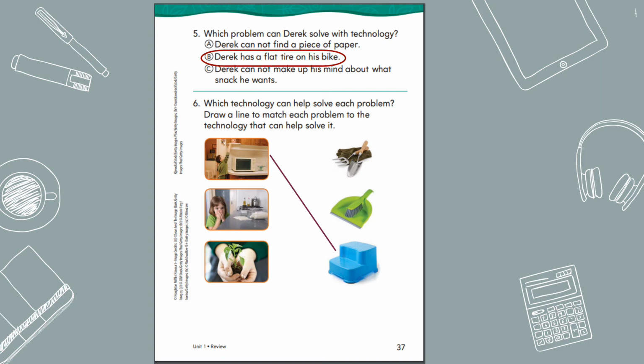In the second picture, you're going to see there's a girl and there's something on the shelf of the kitchen. So what could be used from the remaining two options to clean all the mess? She can use the brush and the pan to clean up all the mess. And then finally, what will you use to plant the plant? You can use the shovel to plant the plant. All right?